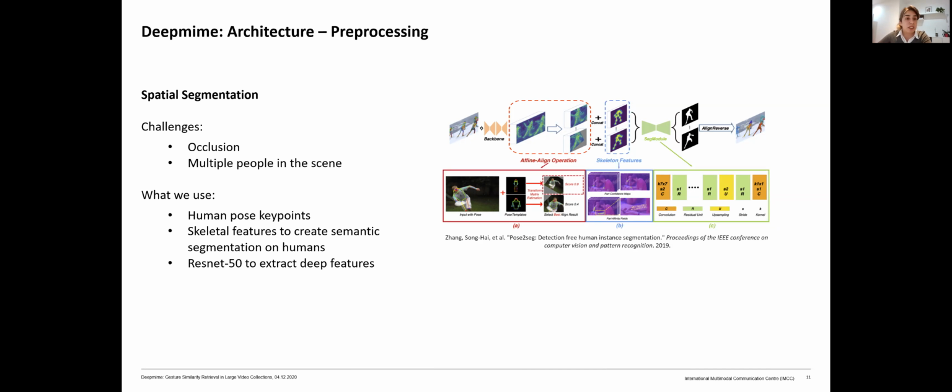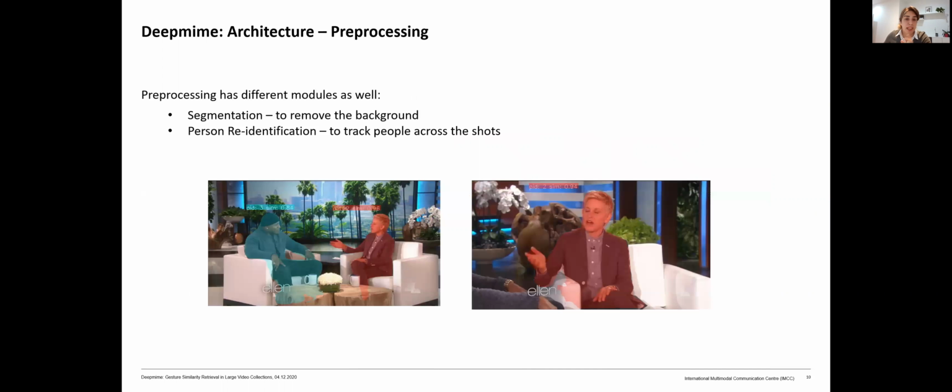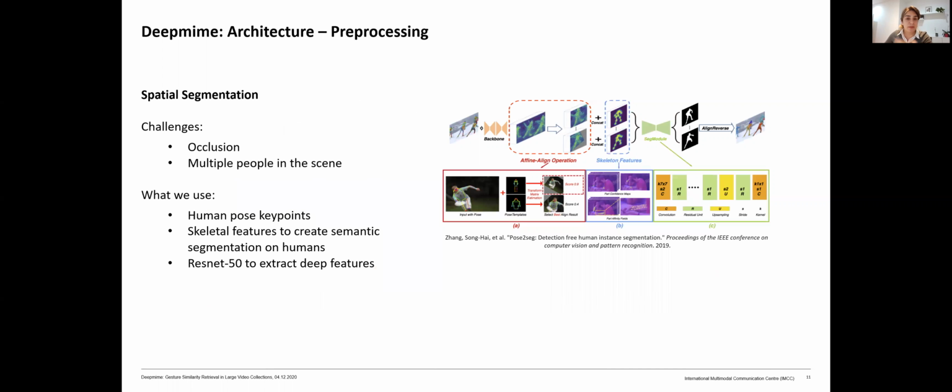And for this part, we use human key points extracted from OpenPose, and the skeletal features are extracted from these key points, and the segmentation masks are created based on them. These segmentation masks are used for the re-identification and for the feature extraction later. What I'm talking about, the mask, is this colorful mask that you see over the frames here, for example, over Ellen and the other guy. And this is the output of the segmentation method.